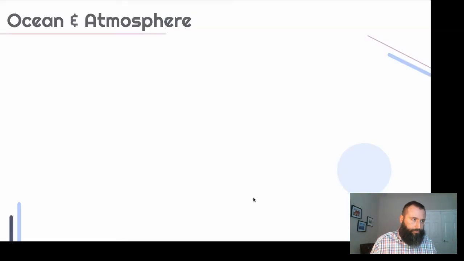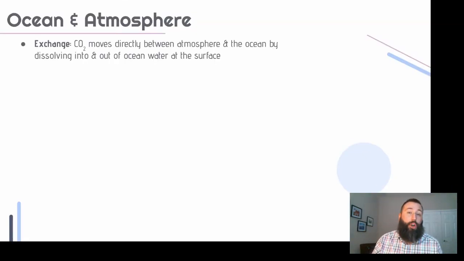Another carbon cycle process is called exchange, and this happens right at the surface of the ocean. So what's going on is that the carbon dioxide will move directly between the atmosphere and the ocean.